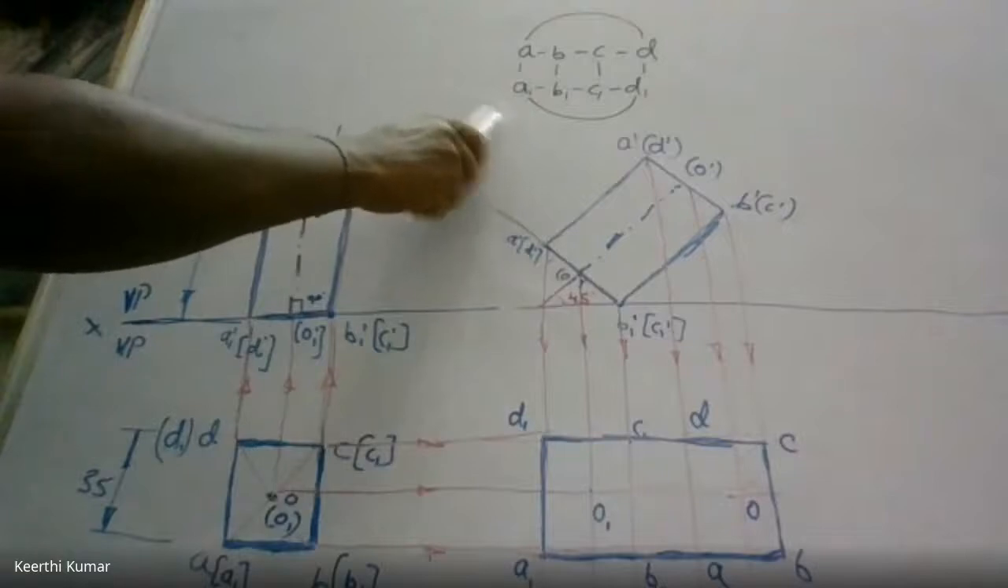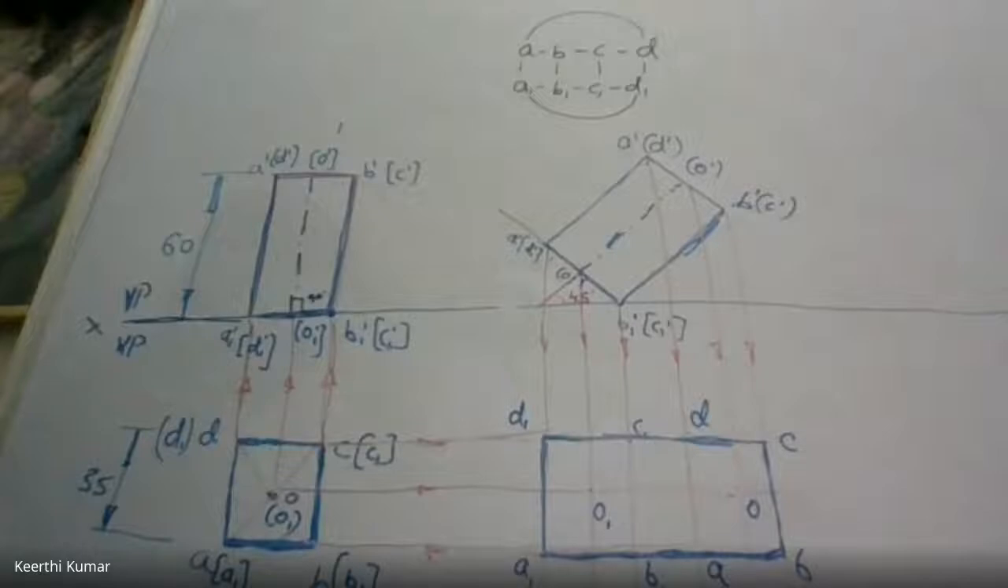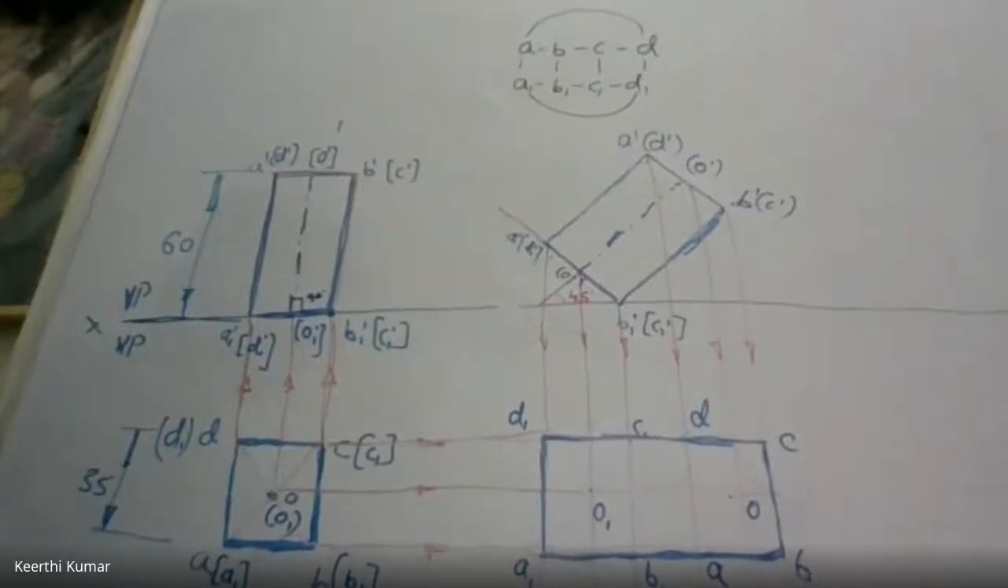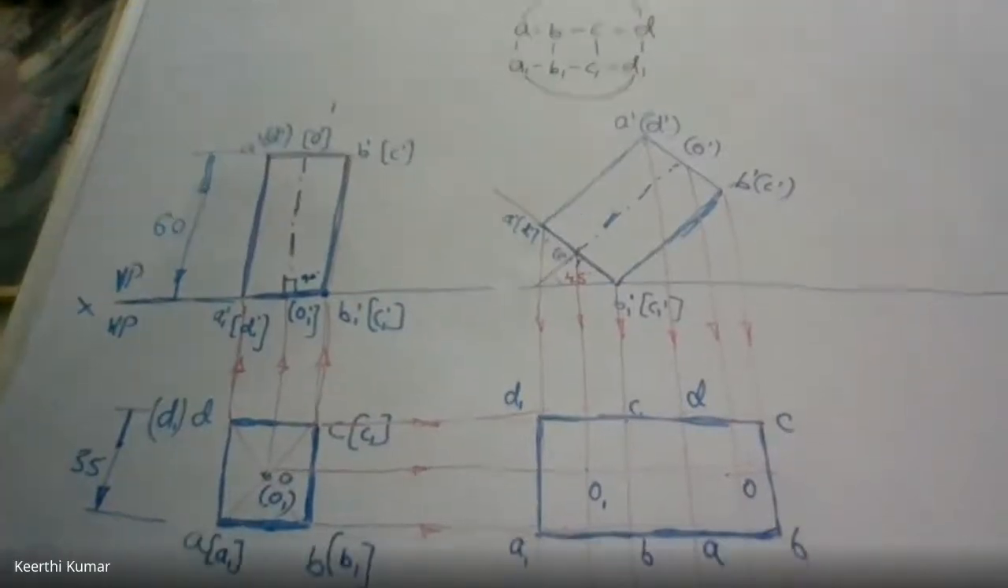Connecting order for the prism. A to B, B to C, C to D, D to A. Then A1 to B1, B1 to C1, C1 to D1, D1 to A1. That is the connecting order. Okay, now I'll come back for this.